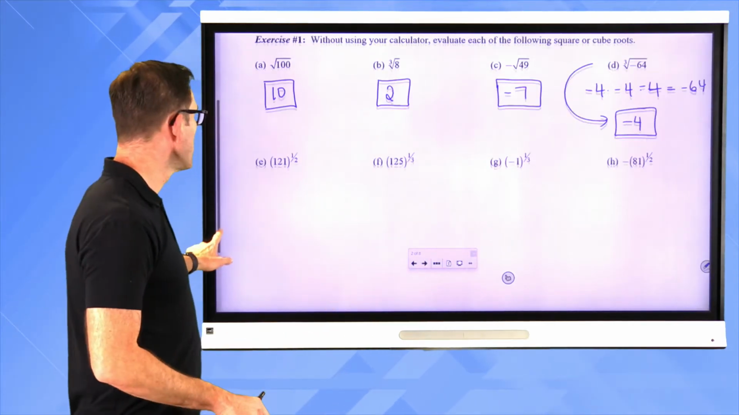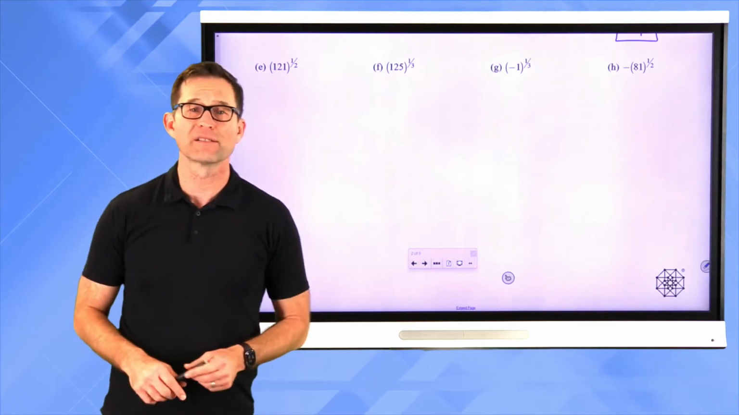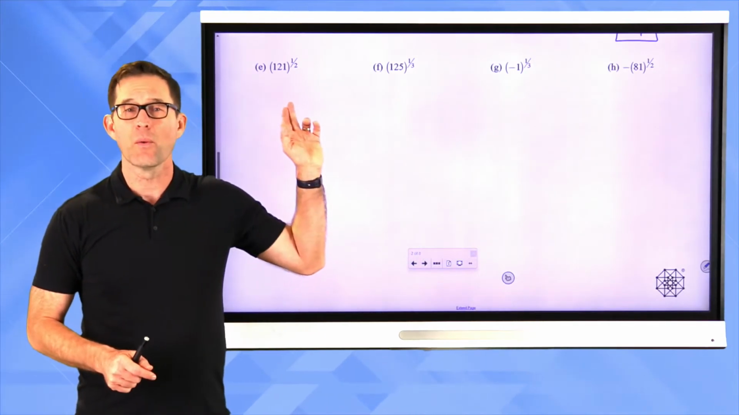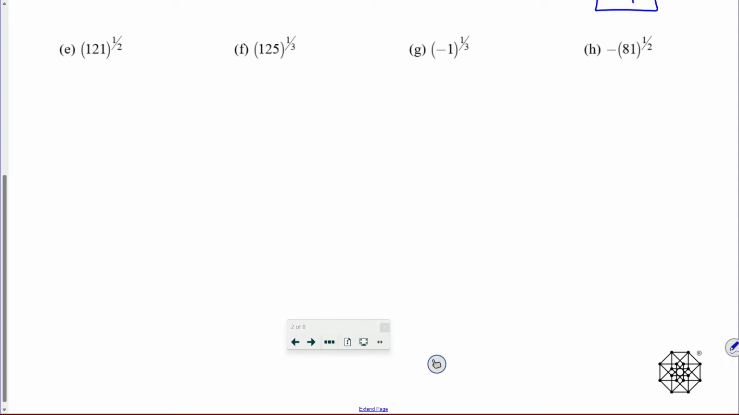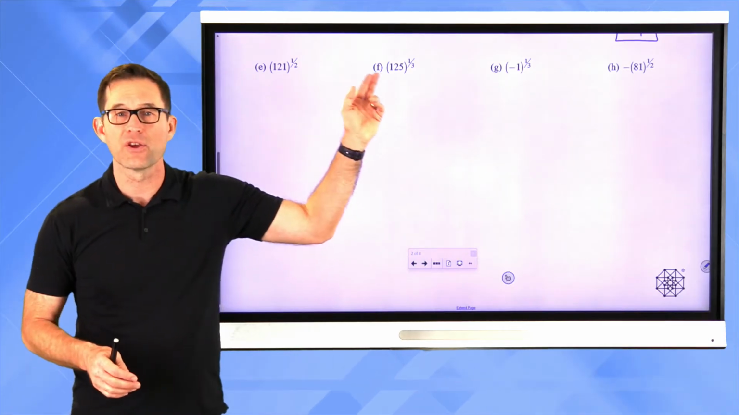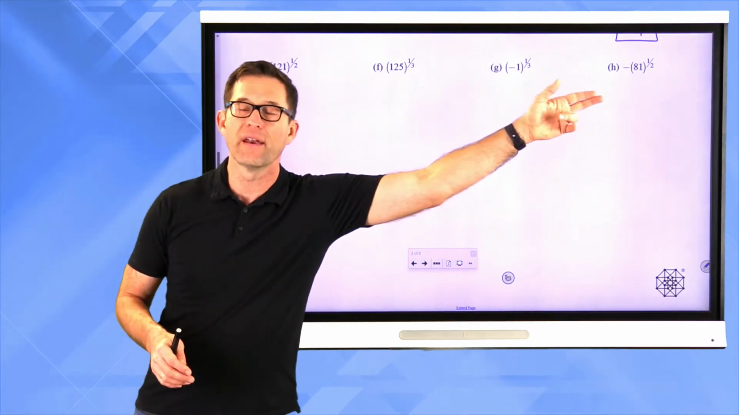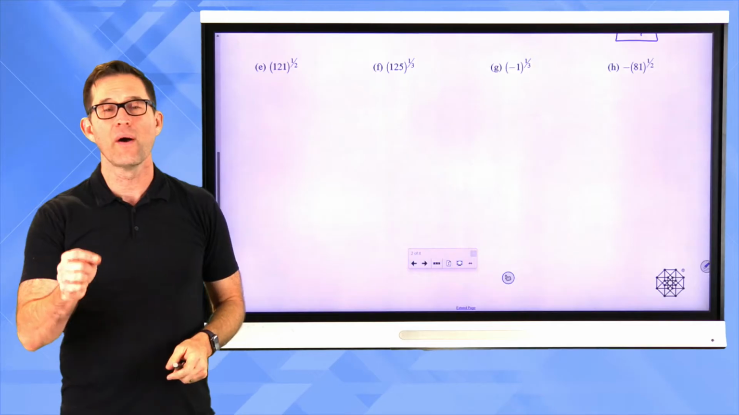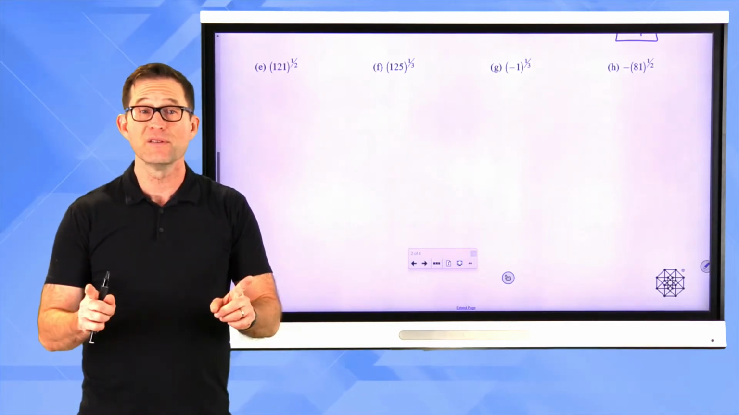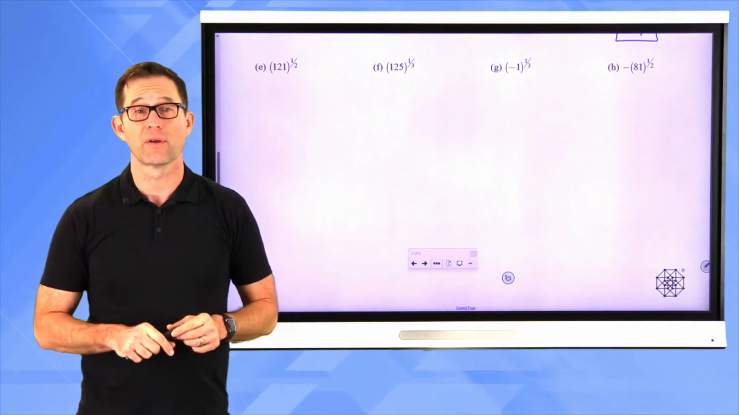Now, we looked at earlier in this course how fractional exponents are equivalent to roots. So here, when we have 121 to the 1/2, 125 to the 1/3, negative 1 to the 1/3, and negative 81 to the 1/2, in all of those situations, we've got a square root, a cube root, and a square root. So why don't you go ahead and pause the video now, and if you need to put it in terms of roots, please do, but don't use your calculator.